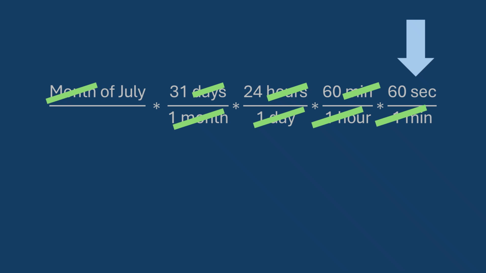When you think you've set up everything correctly, review your units and double check that everything is in the right spot and that you are canceling out the things that you intended to cancel out. Here, we can see that we're canceling out everything but our seconds unit.